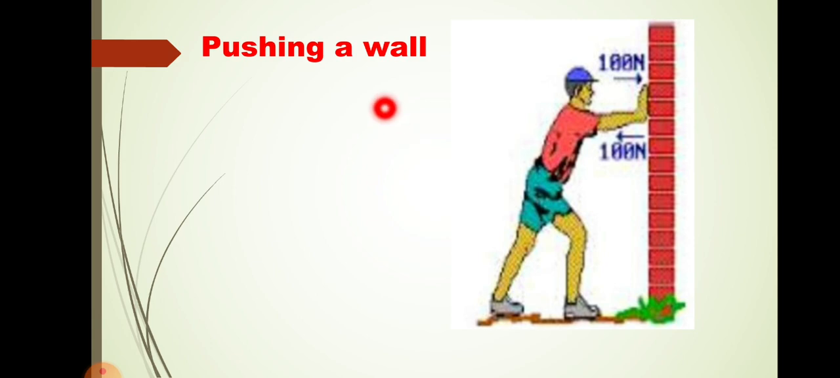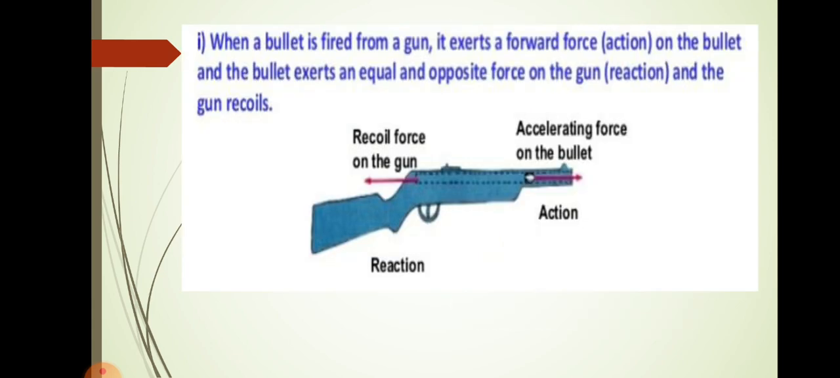So in the same way, second example, pushing a wall. When you exert a force on a wall by pushing the palm of your hand against it, you experience a force exerted by the wall on your palm. Here the boy who is applying a force is the action. In turn, the wall exerts an equal and opposite force, which is the reaction. Here action and reaction magnitudes are equal but act in opposite directions. Action and reaction act opposite to each other.